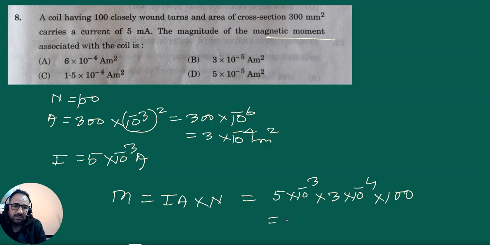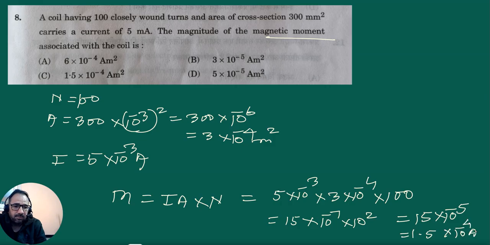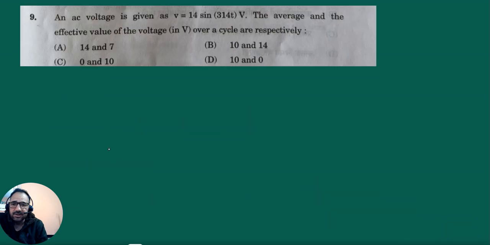So you can write 5 3s are 15. Base are same, power will add, minus 7, into 10 raised to 2, since 100 means 10 raised to 2. Now again you can write 15 into 10 raised to minus 5. Let me see the answer. No, it is 1.5. When you shift the decimal, it will become 10 raised to power minus 4 ampere meter square. So that's why right option is coming C here. Okay, now we go to the next question.